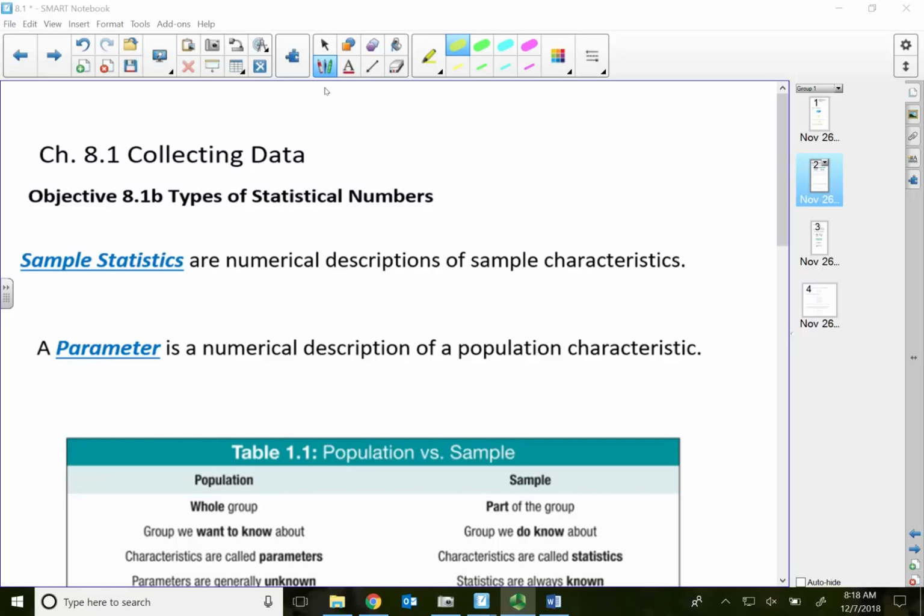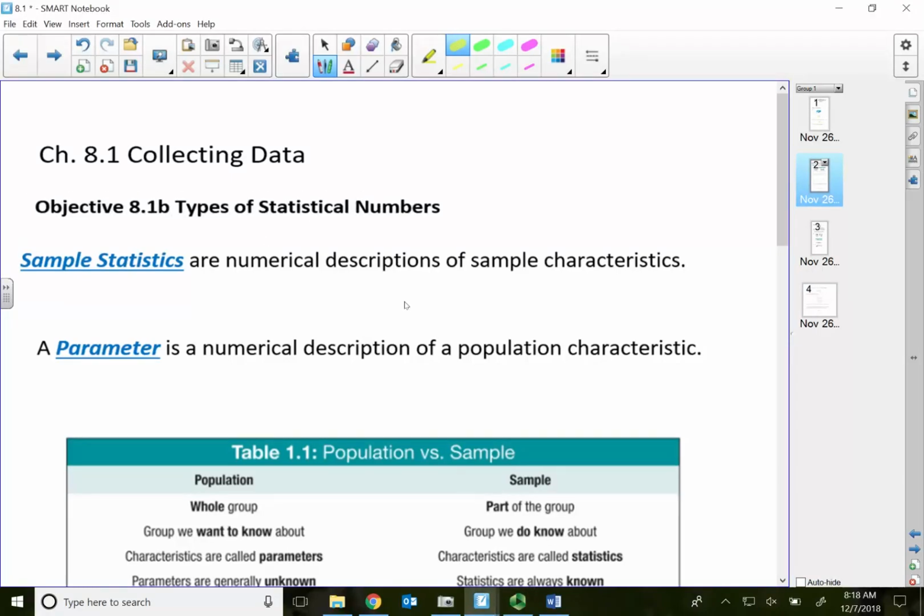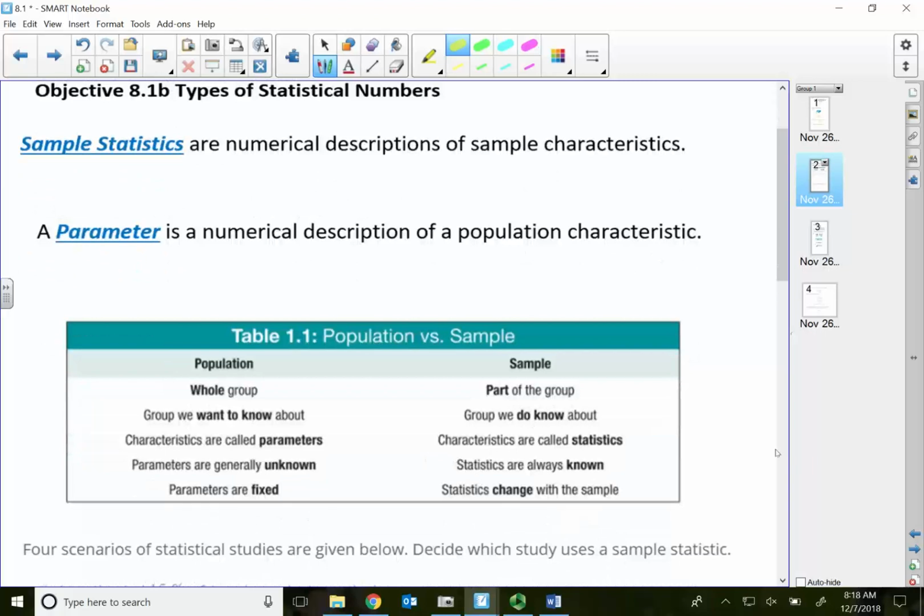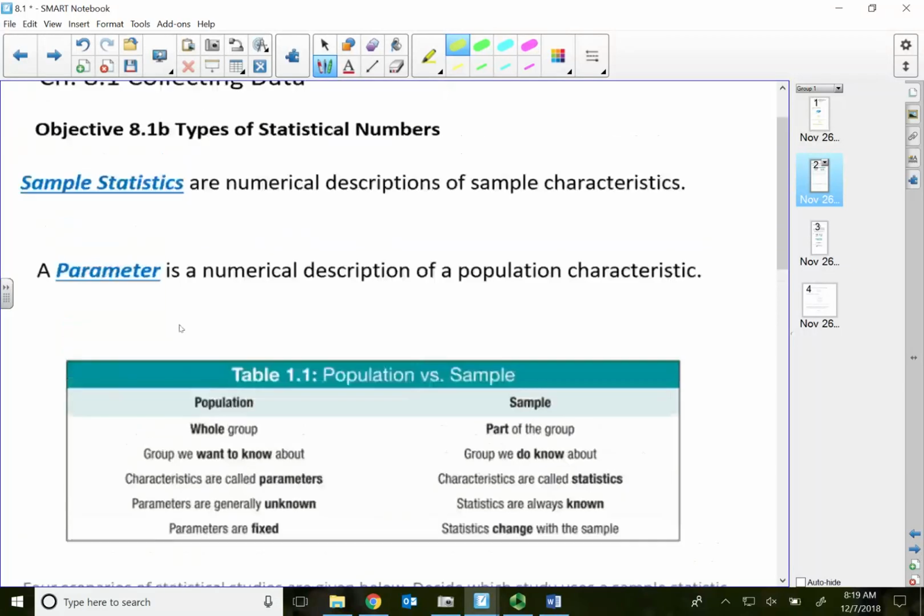Welcome back to Math 155, Section 8.1. In this lecture video, let me show you the definition of these two words, and we're going to look at this particular table I got from another textbook so we can compare between population and sample.